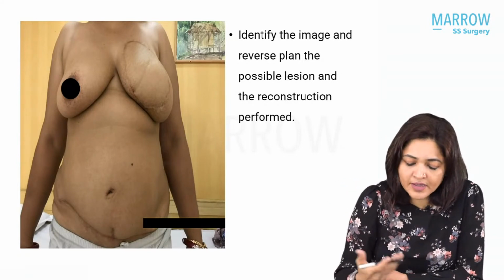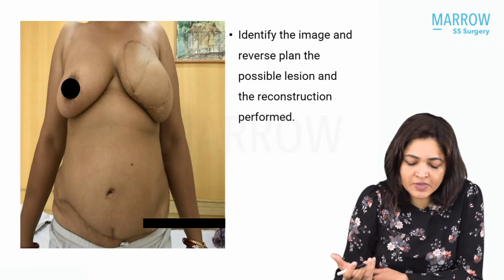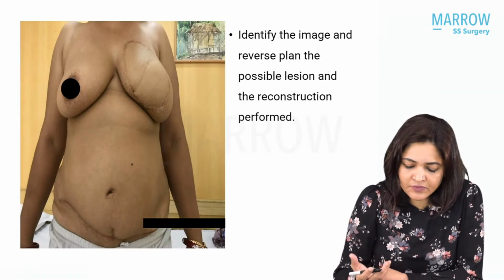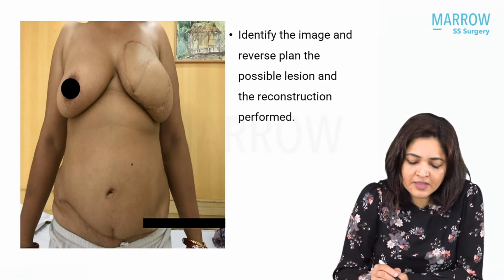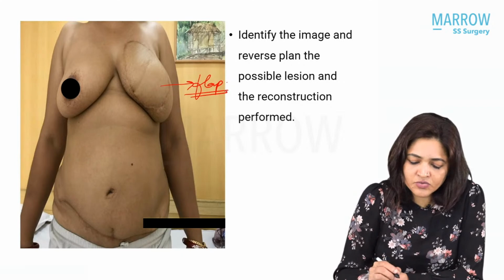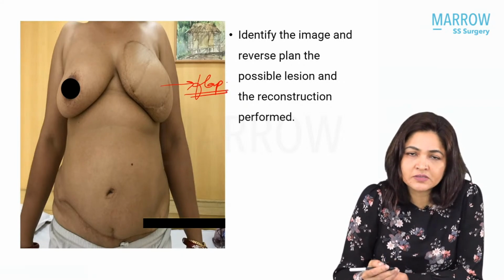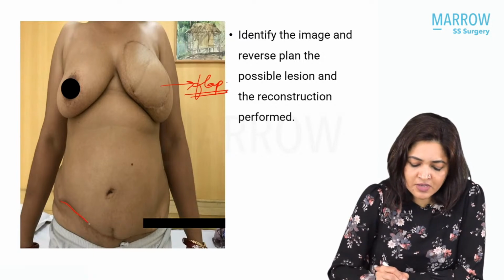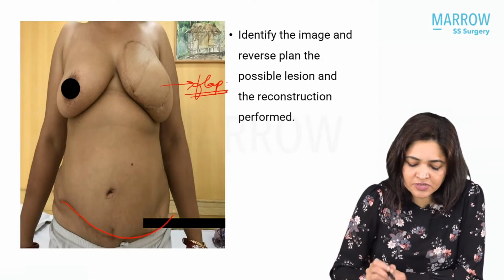Now, again, this image, what do you see in this image? There are a few things that we can see. Number one is that a flap has been used to reconstruct the left breast. What else do you see? What kind of a flap is it? You're able to see in the figure itself. You see that there is a horizontal scar here with an umbilical scar also.